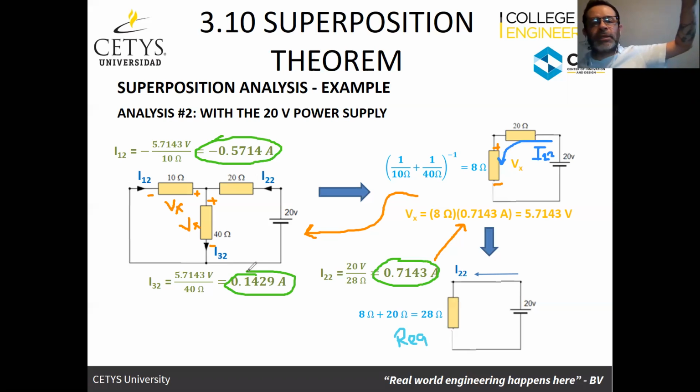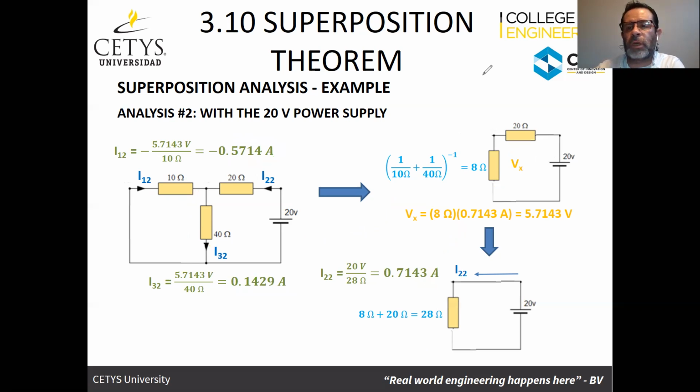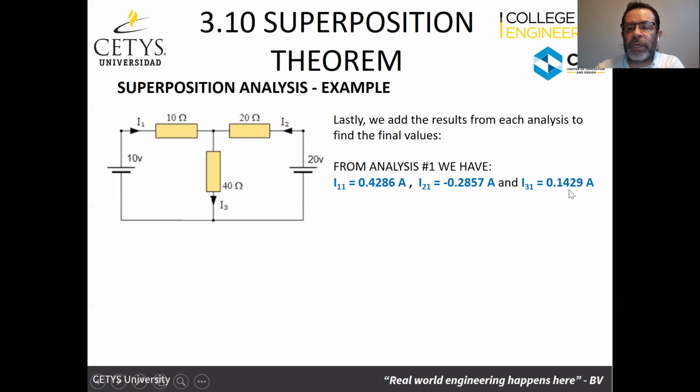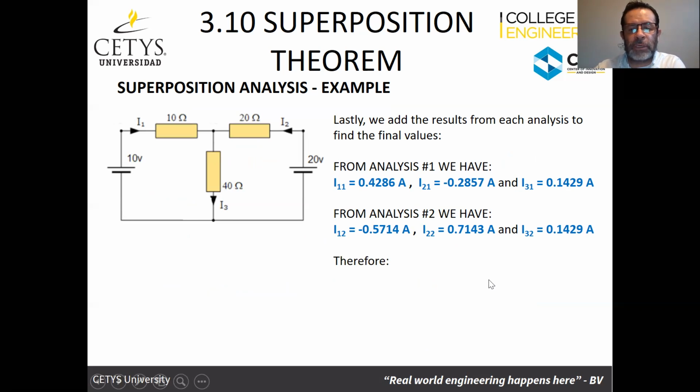So we did the analysis with the 10-volt power supply, and we've got 3 currents. We did the analysis for the 20-volt power supply, and we've got 3 currents. We've got both contributions. And the superposition theorem says that because this is a linear system, we just need to add those algebraically. We add those, and we're going to find the total solution, or the total contributions or results. From analysis 1, we have these 3 currents that we found. From analysis 2, we've got these 3 currents that we found. Therefore, because of superposition, we just add them.